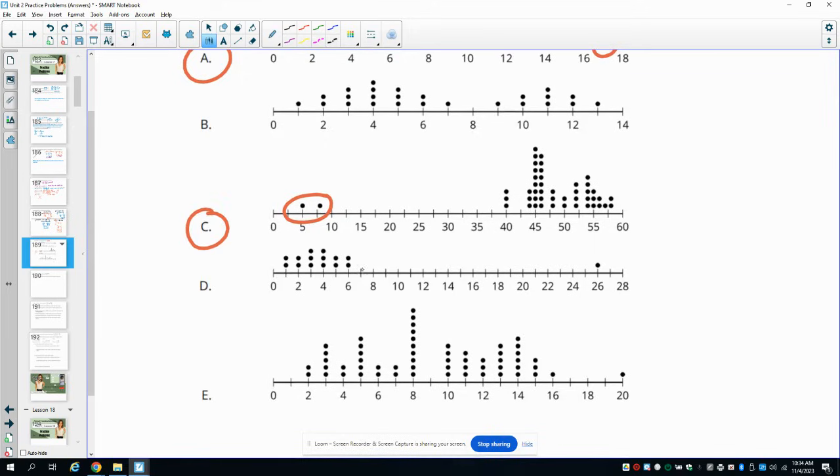D, all the data is between 0 and 6, and then we have this one way up here at 26. So that's an outlier. And then E, most of our data is between 2 and 16. We do have this number 20 out here, but it needs to be 1.5 times away from the third quartile of the data, which it's not. So it's a little bit away, but not enough to be considered an outlier. So just A, C, and D there.